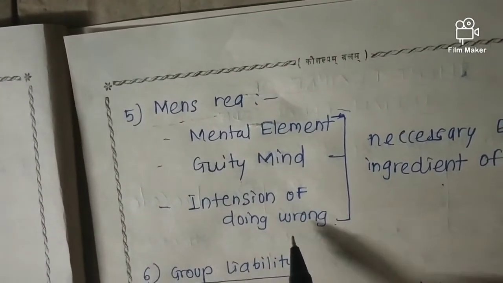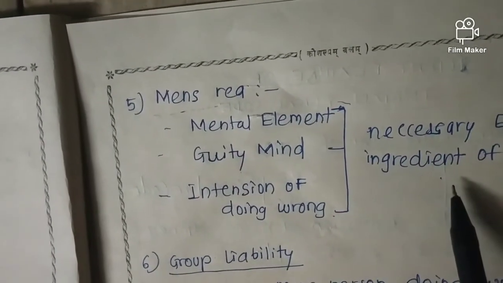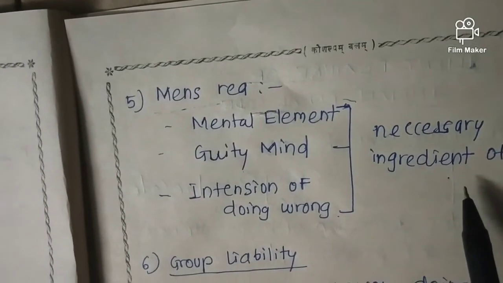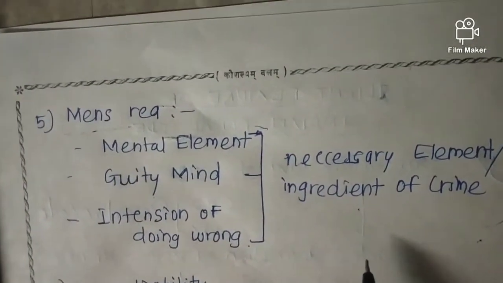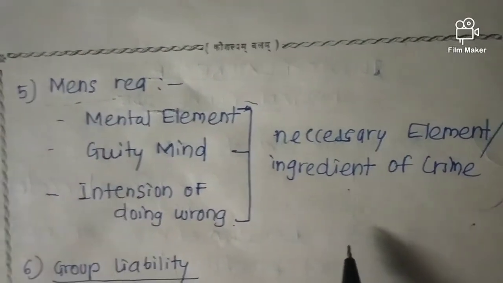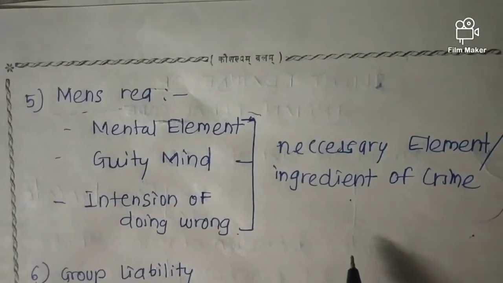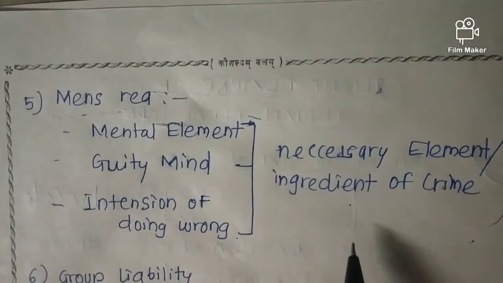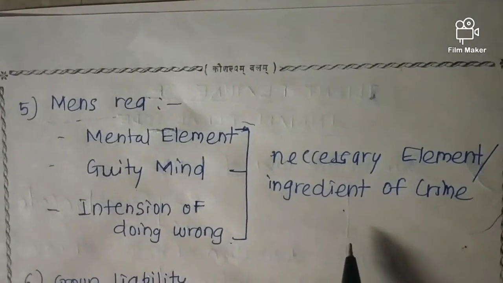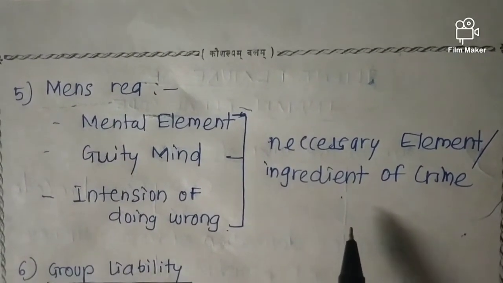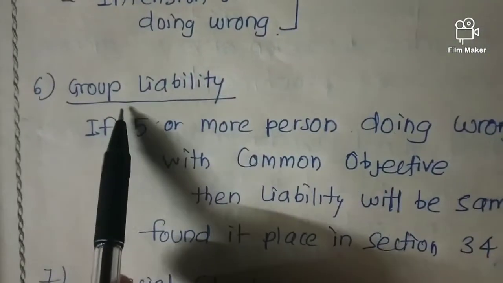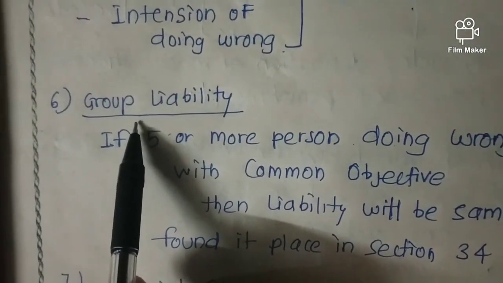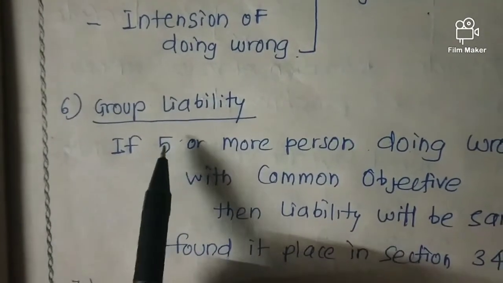So mens rea is a necessary ingredient of a crime that the framers have incorporated, with Chapter 4, that is the general exceptions, taking into consideration which negate the criminal liability. So mens rea is the very necessary element for any crime. And the sixth important feature of Indian Penal Code is group liability.